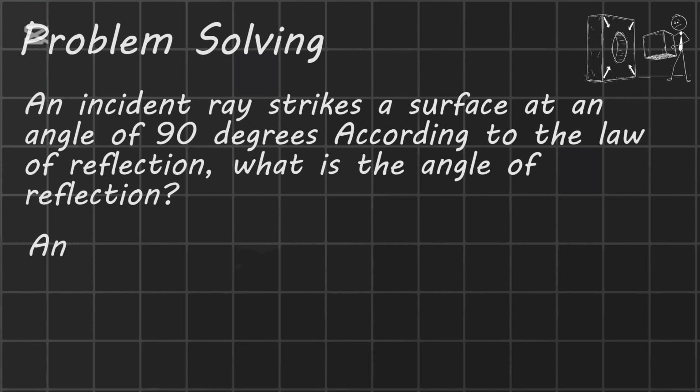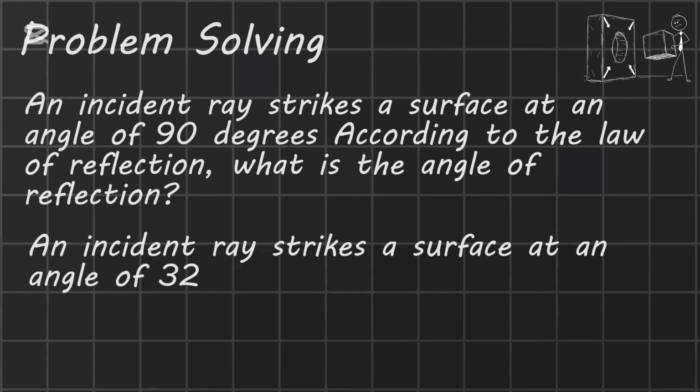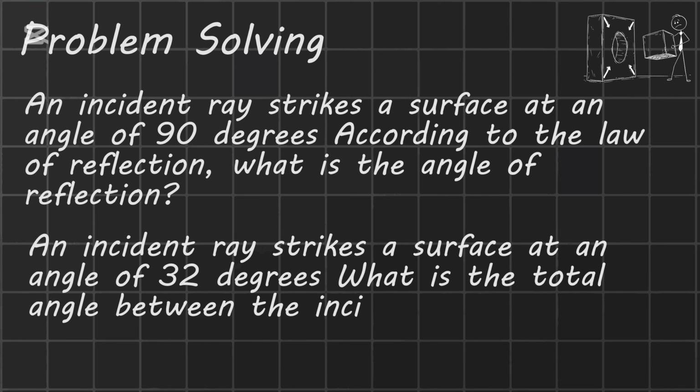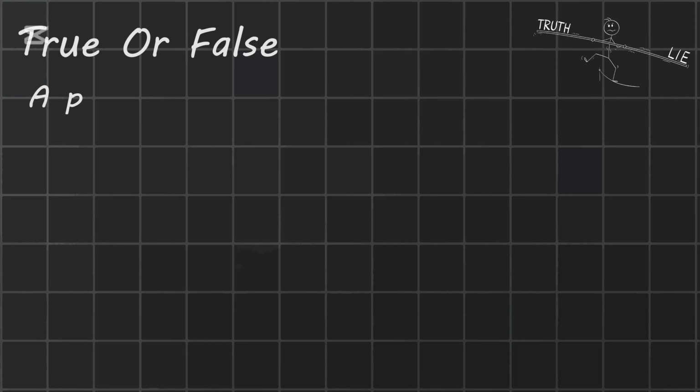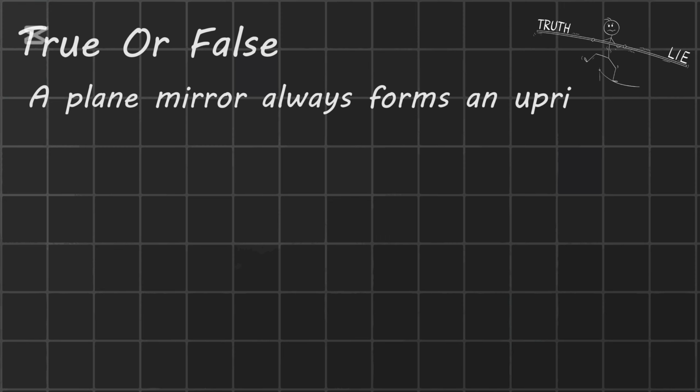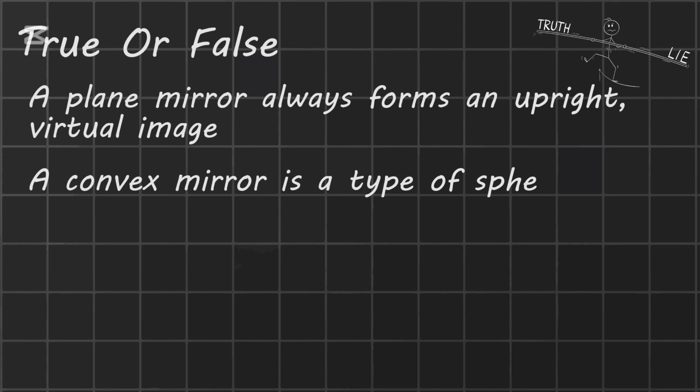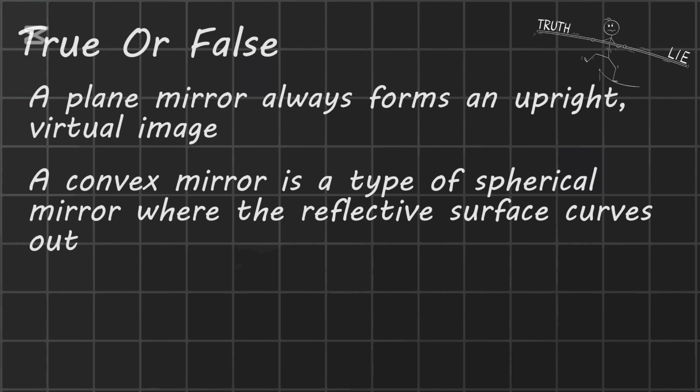Number 2. An incident ray strikes a surface at an angle of 32 degrees. What is the total angle between the incident ray and the reflected ray? Number 3. A plane mirror always forms an upright virtual image, true or false? Number 4. A convex mirror is a type of spherical mirror where the reflective surface curves outward, true or false?